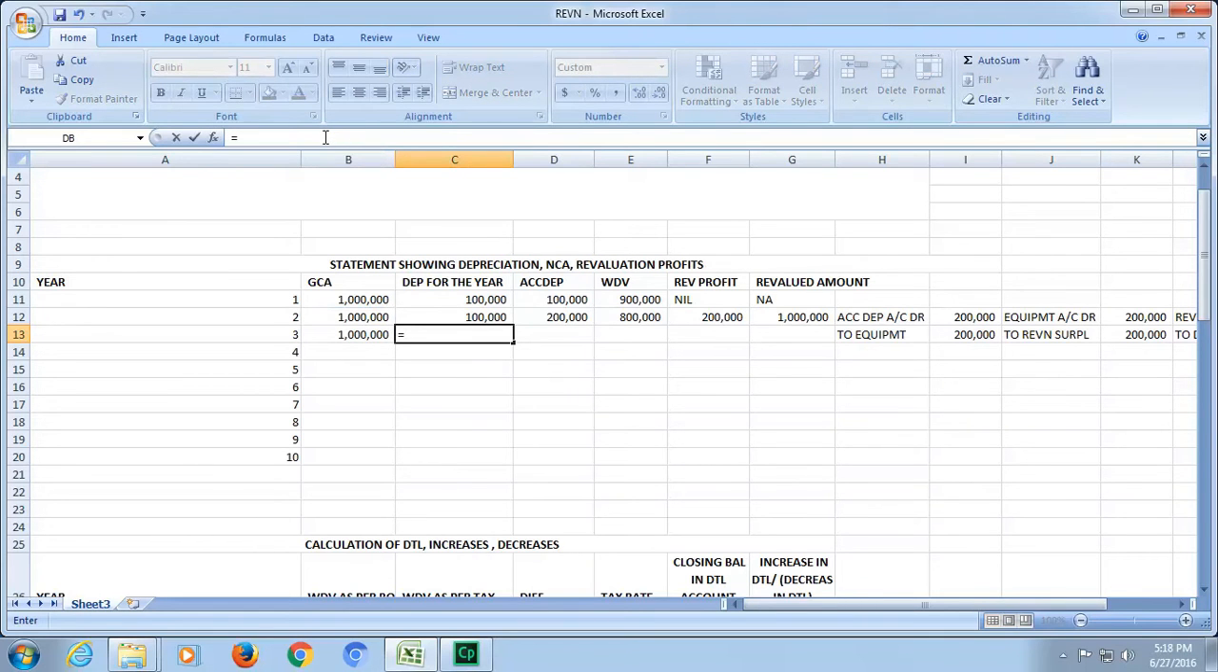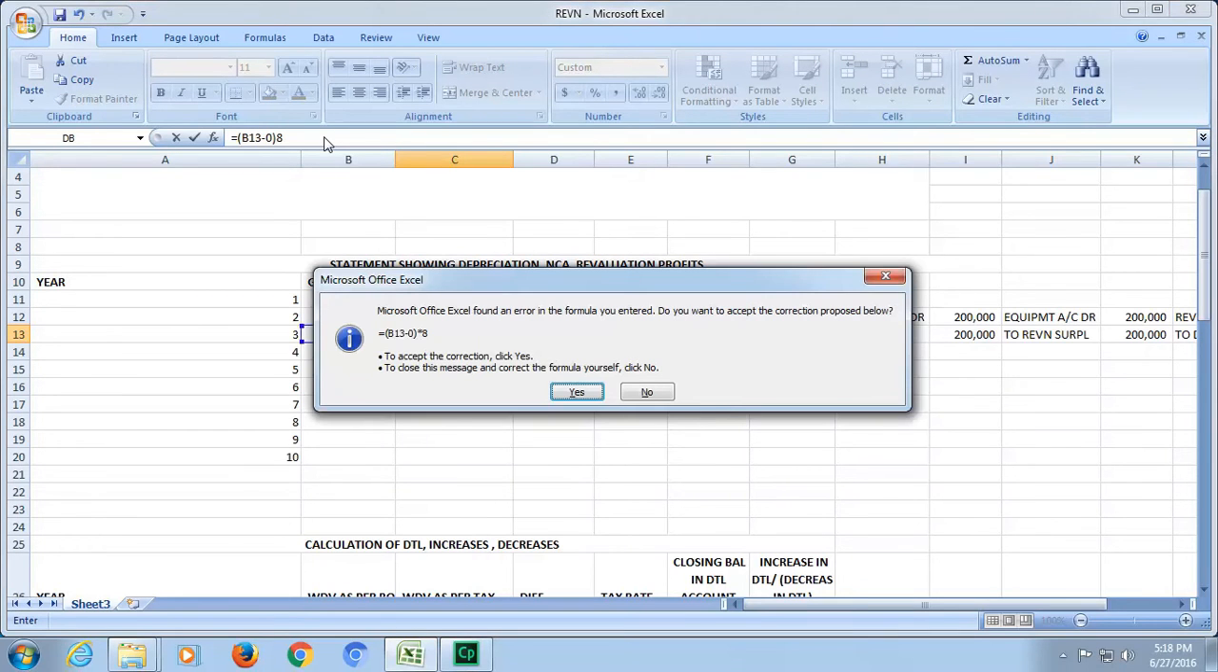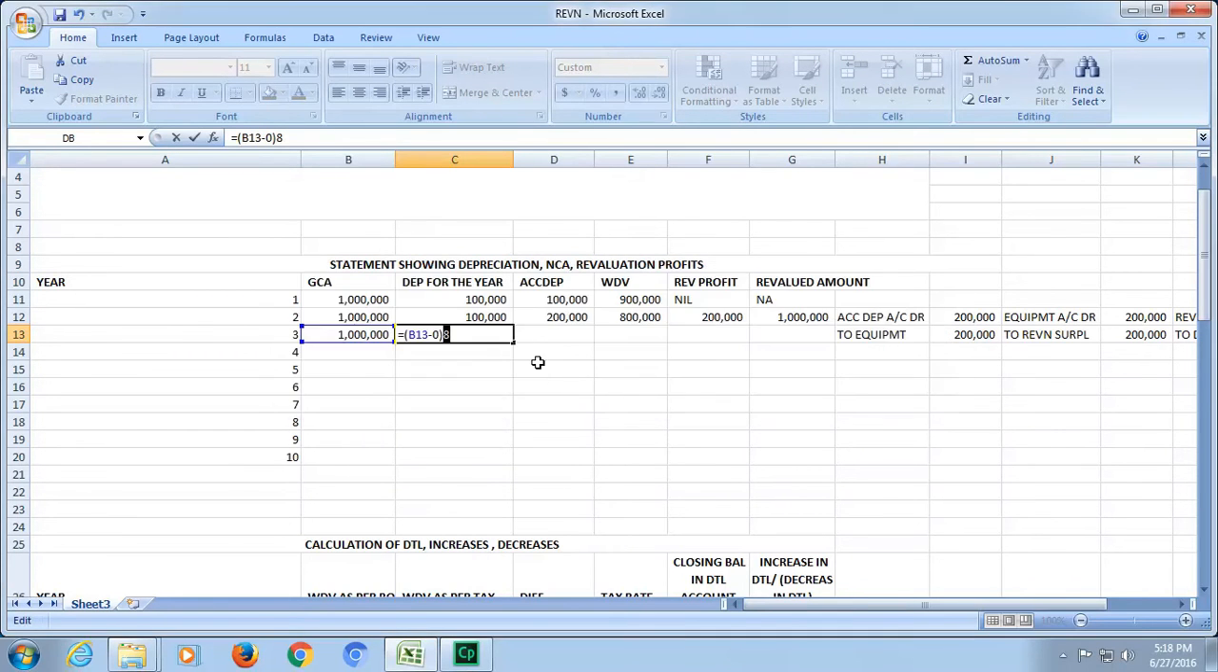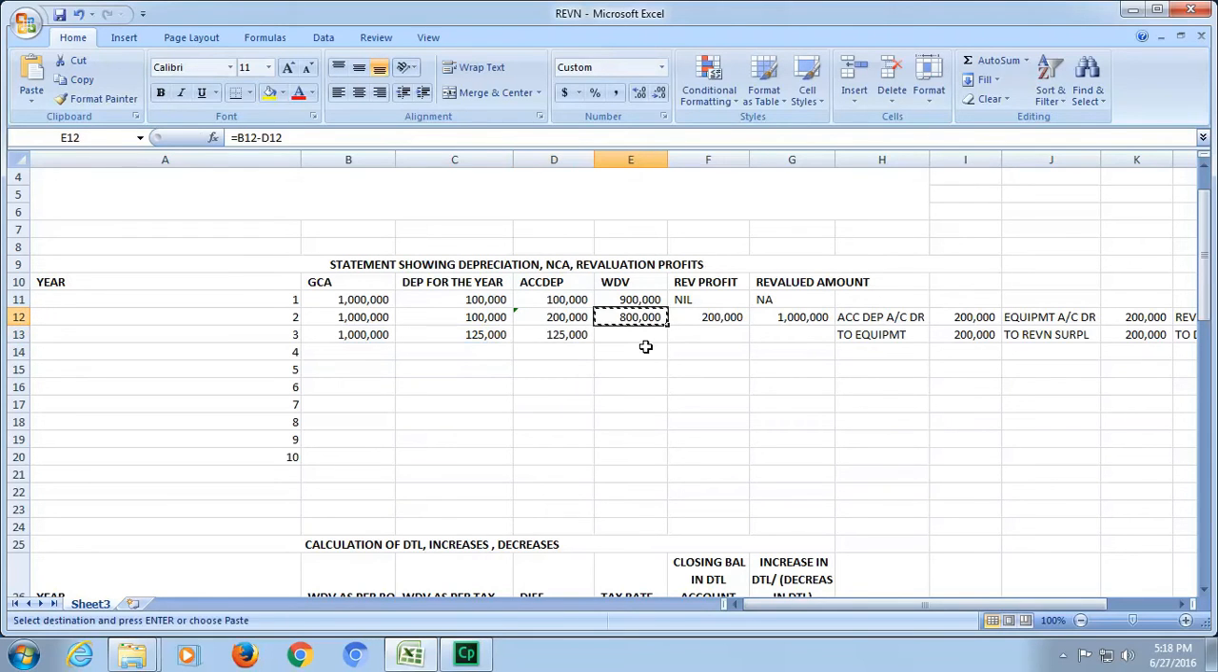Now depreciation for the third year has to be again calculated based on revalued amount minus residual value 0, entire thing now divided by only 8 years, because the life of the asset is only 8 years. I have to now divide it by 8 years to arrive at the depreciation for the third year. Now accumulated depreciation for the third year would be again equal to 1,25,000, because this figure has already been adjusted against the carrying amount of the asset. WDV, I'll copy the same formula.